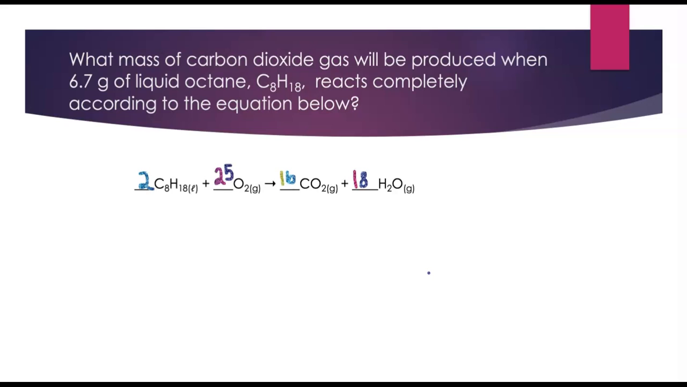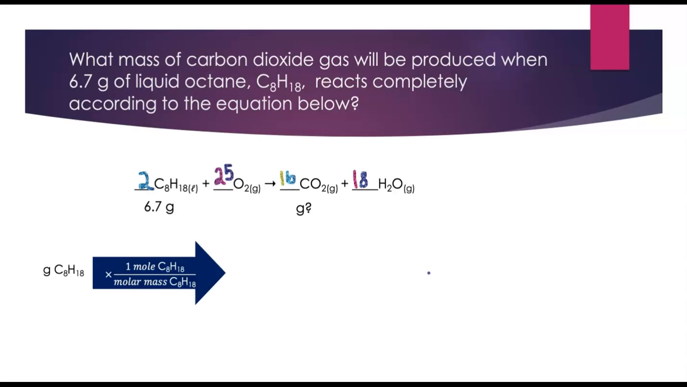I've got my balanced equation. I'm given 6.7 grams of liquid octane. I want to know the mass of the carbon dioxide gas. Let's think about this from a mole road perspective. I've got grams of octane. I need to get to moles of octane. I'll do that by using the molar mass of octane. Now that I've got moles of octane, I can convert that to moles of CO2 using my mol-to-mol ratio.